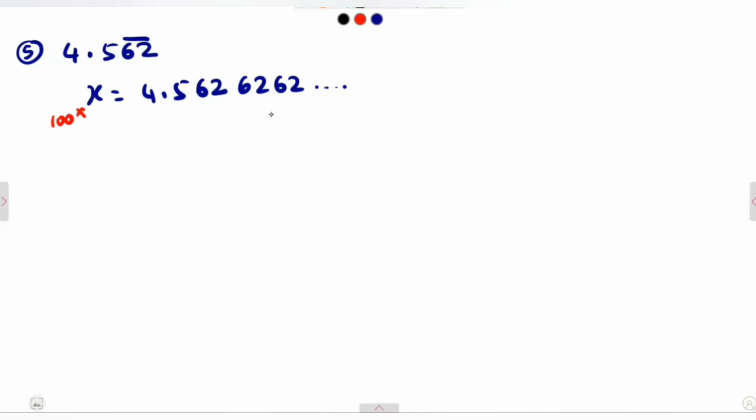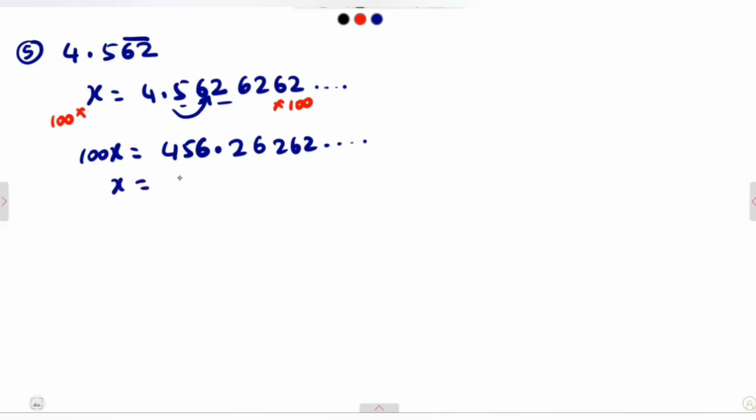Multiply both sides by 100. So the point moves two digits to the right, right? We'll check it. 100x is equal to 456 before the decimal, and after the decimal you have 2 left here, then 6, 2, 6, 2 and so on. Bring our original number down and subtract. So we have 4 point right under 6, the point should be in the same line, right? Then 5, 6, 2, 6, 2 and so on.